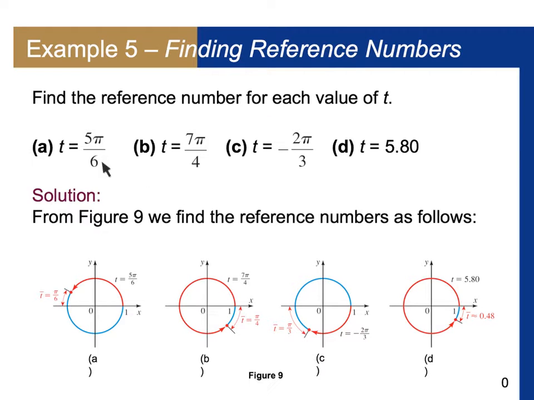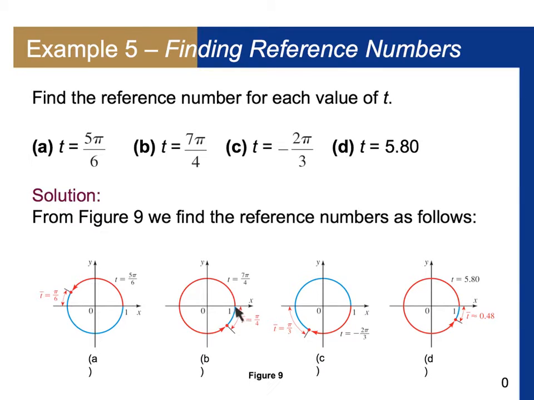Let's say t equals 5 pi over 6. Remember we did minus 5 pi over 6 and we ended up over here? Well, if we do plus 5 pi over 6, we're going to go counterclockwise and end up here. Okay, and so that's our t. Our t bar is just the extra distance we have to go, which is pi over 6. So you remember you had 5 pi over 6 plus pi over 6, you get 6 pi over 6, which is pi, which is half the circle. So there's our reference number t bar.